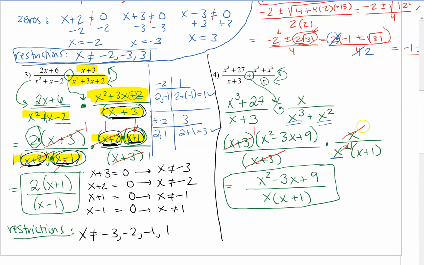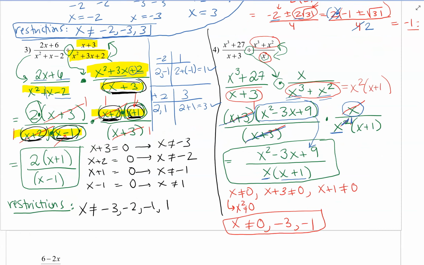Then the x in the numerator of the second fraction canceled with one of the x's in the denominator of the second fraction, leaving behind one x right here. The x plus 1 in the denominator never canceled, so it was still there in our answer. Then we had a factor of x plus 3 in the numerator when we factored using the sum of cubes formula. That canceled with the x plus 3 in the denominator, but left behind this part. The x squared minus 3x plus 9 was in the numerator. So this here is our final answer. Now, I wonder if you could also tell me what the restrictions are for this problem.